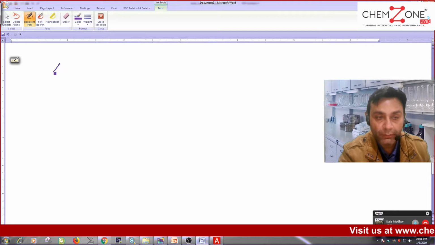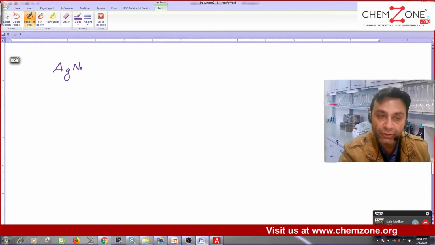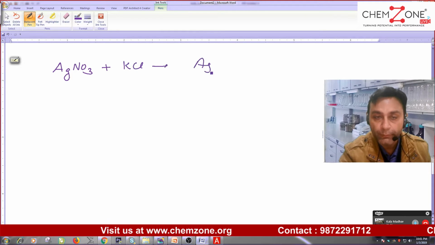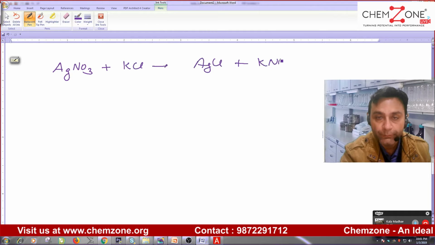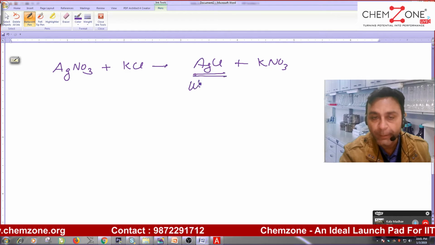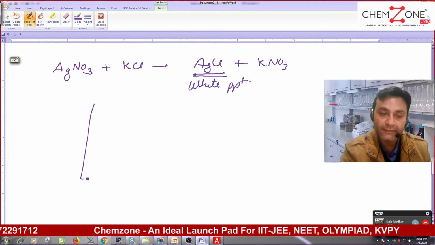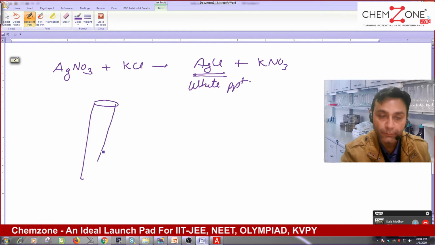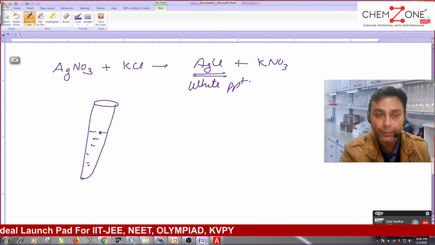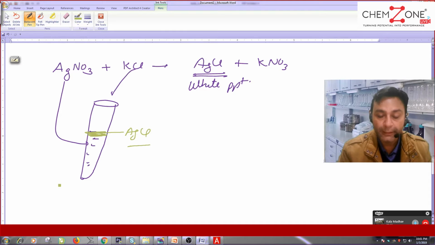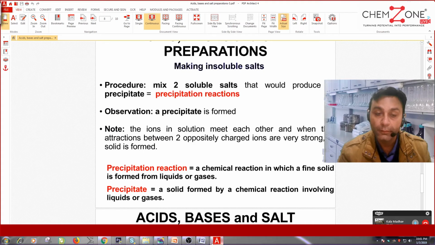For example, we have here silver nitrate, AgNO3, and potassium chloride. If I mix them, what will be formed? AgCl and potassium nitrate. This is a white PPT, white precipitate form. In this test tube, if I take silver nitrate and add potassium chloride drop by drop, what will we get? We will get these PPTs of AgCl. It is an insoluble salt, right?